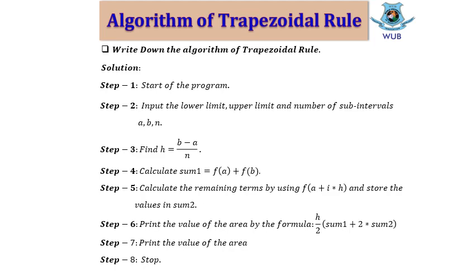Then print the value of the area by the formula, which is h divided by 2, then sum1 plus 2 into sum2. This is the formula for the trapezoidal rule. Then print the area of your trapezium, display it, and then stop. Okay, now go to our next slide where you can see that the program is written for you.